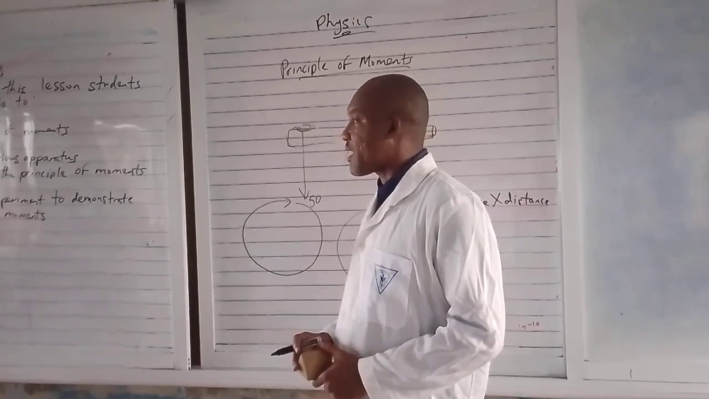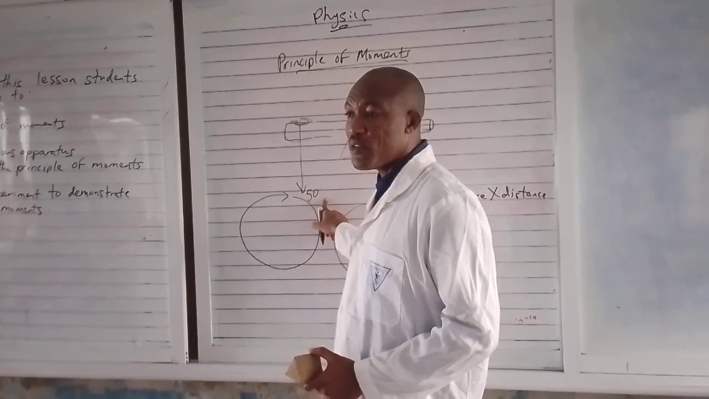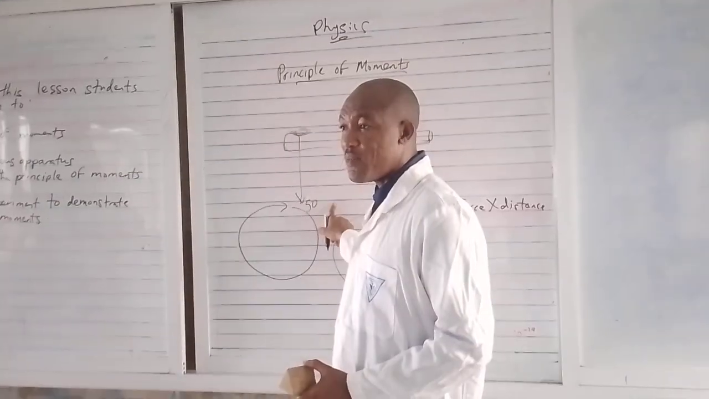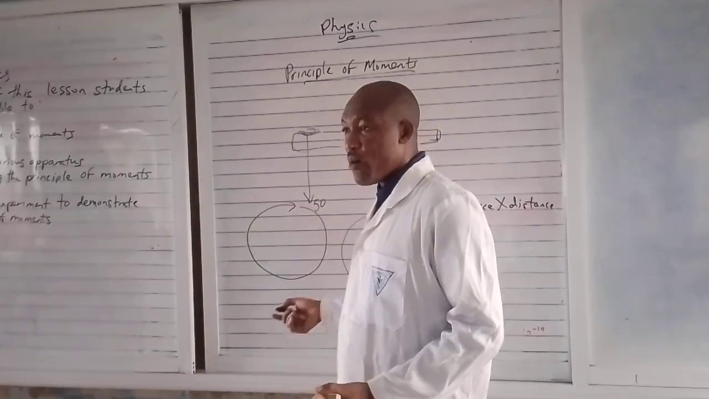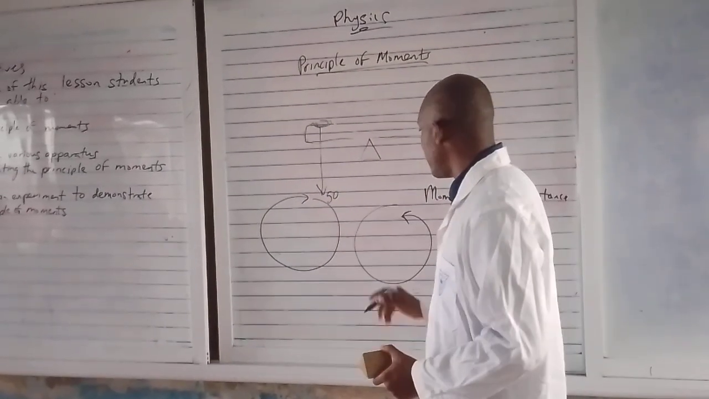In our SS1 class, we learned how to convert something from gram to kilogram. Isn't that so? How do you convert from gram to kilogram? We divide by 1,000. But for now, let's just leave it the way it is.